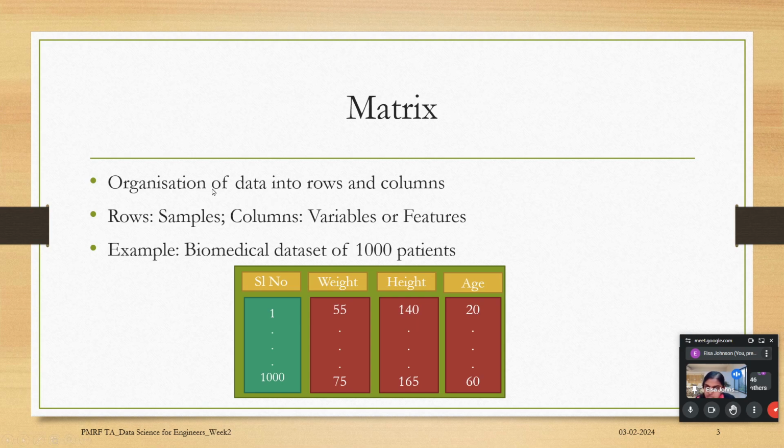So metrics means organization of data into rows and columns. Rows will be denoting the samples and columns will be denoting the variables or features. For example, here is a biomedical data set of 1000 patients. Okay, so it's an example. So there will be a serial number with number of rows like 1 to 1000, then weight, height and age will be there. So this is the representation of a biomedical data set of 1000 patients.